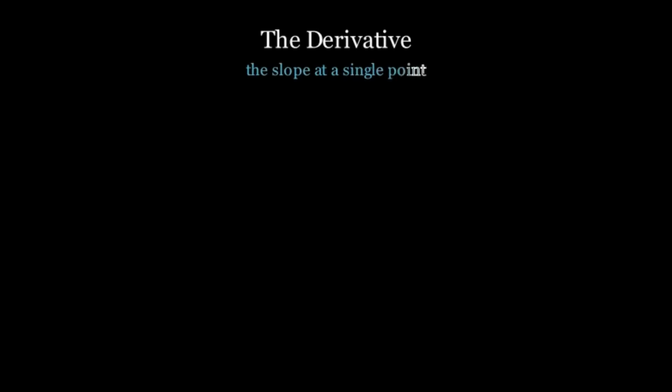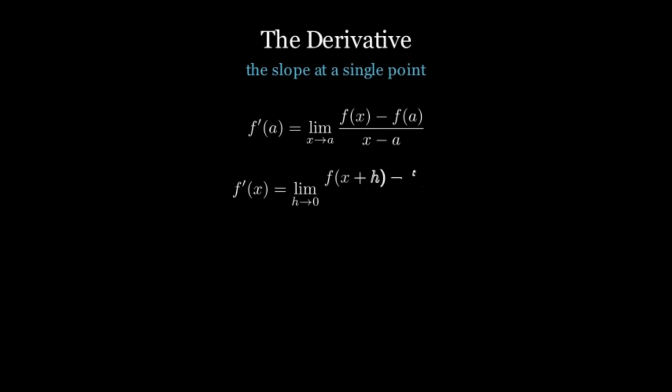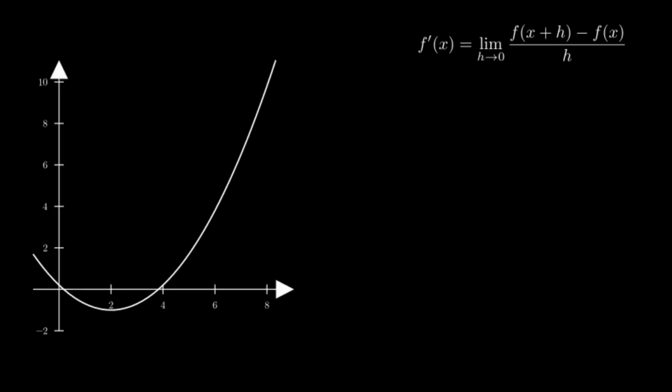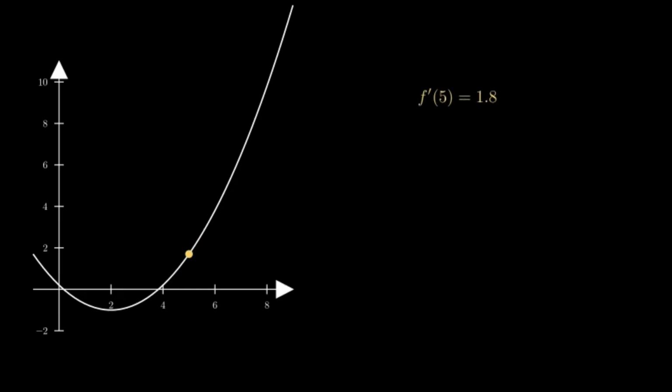What is a derivative? Well, it's a slope at a point, and here we have two formulas for it. We'll be using the second one to visualize the derivative. We have a parabola, and as you can see, as the blue dot gets closer to the yellow dot, the height decreases. And we find that the slope at x equals 5 is equal to 1.8.